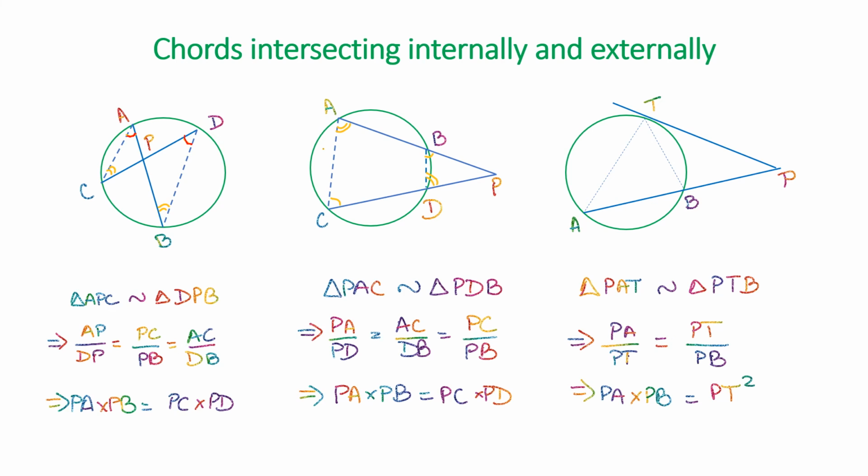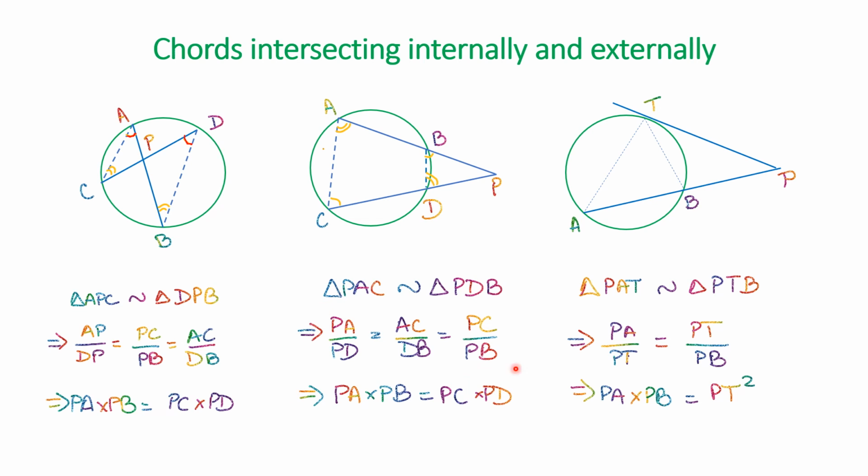In the same way, these two angles are equal, being vertically opposite angles. Therefore, triangle APC is similar to triangle DPB by the AA postulate. When you write down the ratios, you get PA into PB is equal to PC into PD. Now, how do you remember this? This can get confusing, right? So I will explain to you how to remember that.